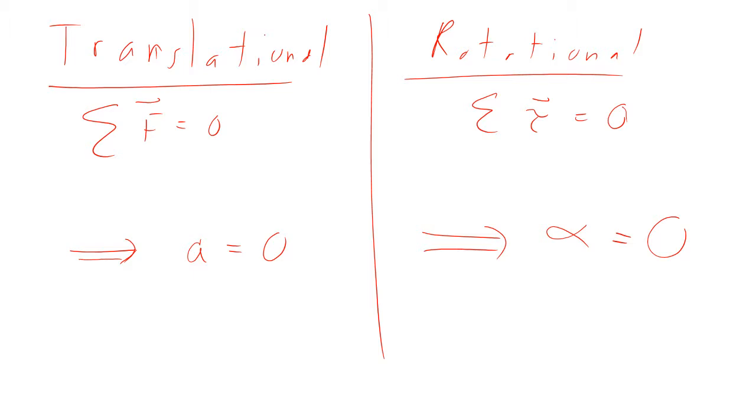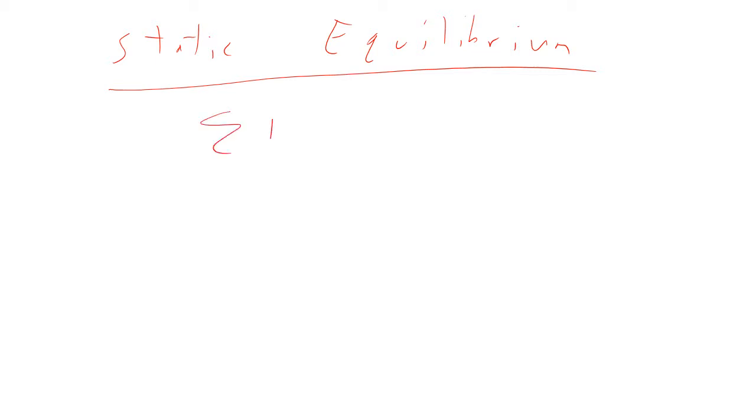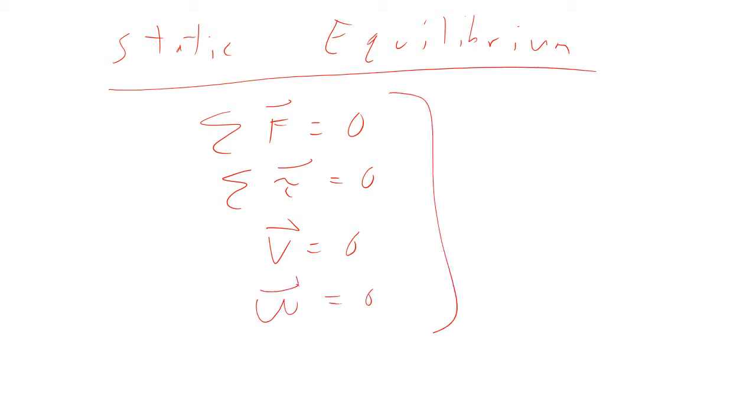And so that's the main thing here, is we're now adding the idea of rotational equilibrium. We've been talking a little bit about translational equilibrium for some time, but now we're going to introduce the idea here of rotational equilibrium. Now, this leads us to static equilibrium. Static equilibrium requires that the sum of the forces is 0, and the sum of the torques is 0, and the velocity is 0, and the angular velocity is 0.